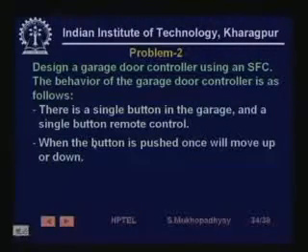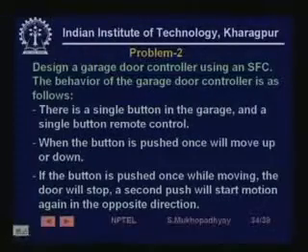When the button is pushed once, the door will move up or down. So, you push it once, it will move up or down. If the button is pushed once while moving, then the door will stop and a second push will start motion again in the opposite direction. So, you have a single button which you are going to push. You press it once, it might go up, press it again, it will stop, press it again, it will reverse. So, you have only one single button.